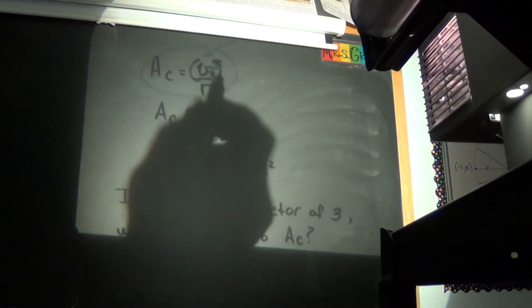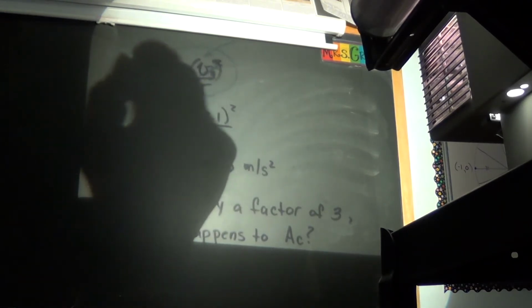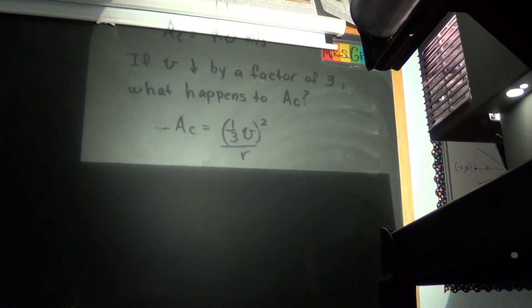I square it. So when you divide something by 3 and square it, you're now dividing it by 9. So if you're basically multiplying this side by 1/9, you have to multiply this side by 1/9. So what happens to centripetal acceleration? It is divided. It goes down by a factor of 9. So, and how do I know that? Only math can tell me.